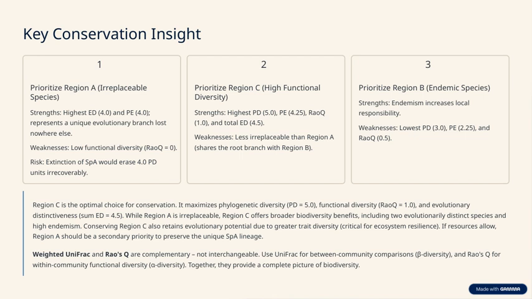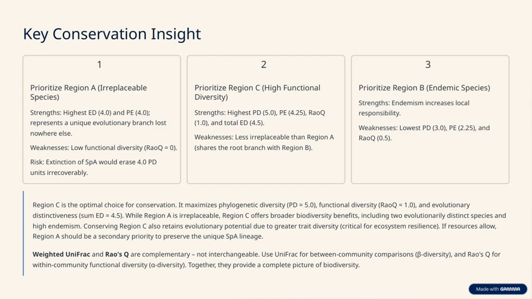Speaking of Region B, it's characterized by its endemic species, meaning species found only there. The strength of this region is that its endemism increases our local responsibility for its conservation. But it has the lowest diversity scores, PD at 3, PE at 2.25, and ρQ at 0.5, indicating less overall biodiversity compared to the other regions.